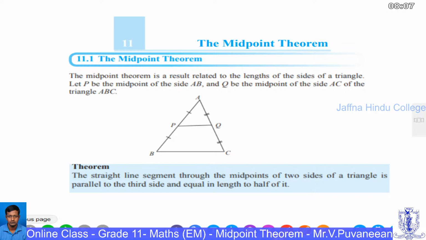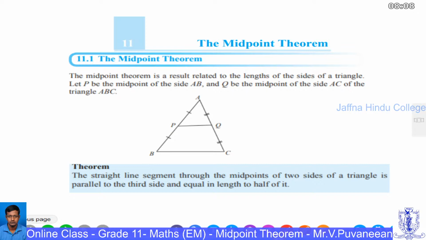In that triangle, the line joining the midpoints of any two sides of the triangle is parallel to the third side of the triangle and half of the length of the third side. The midpoint theorem is a result related to the lengths of the sides of a triangle.